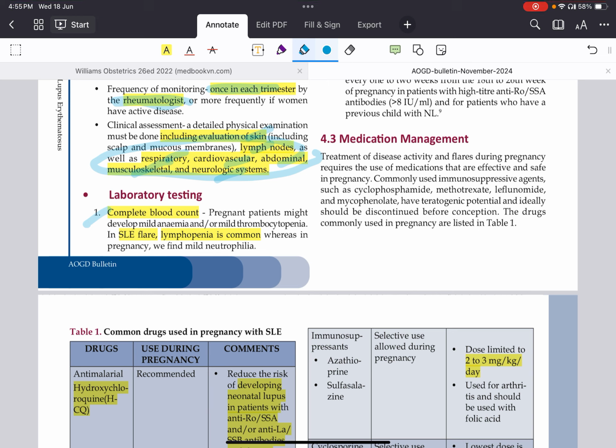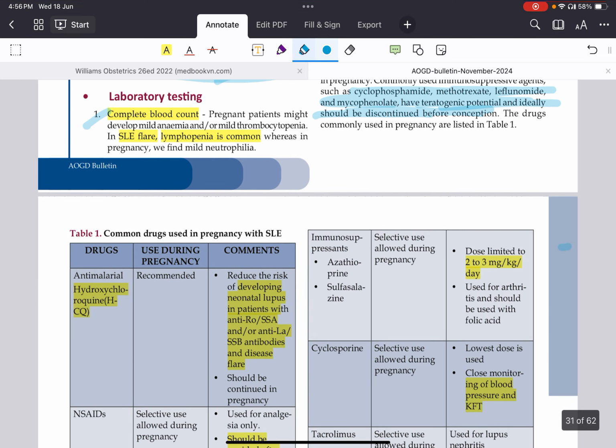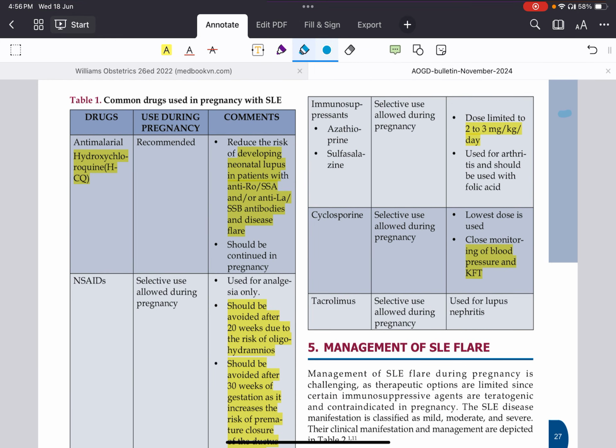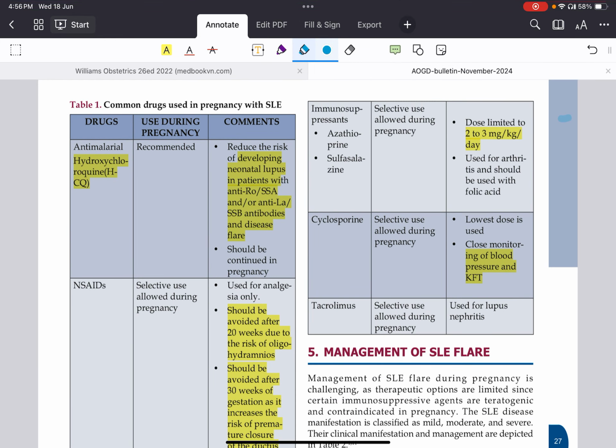Commonly, in a non-pregnant SLE female, you'll give cyclophosphamide, methotrexate, leflunomide, mycophenolate. But in pregnancy, they have teratogenic effects, so before conception they should ideally be stopped. This lady in my example was not taking medication. Luckily, she didn't use the cyclophosphamide and all. A healthy baby came. Coming to common drugs in SLE, hydroxychloroquine is used.